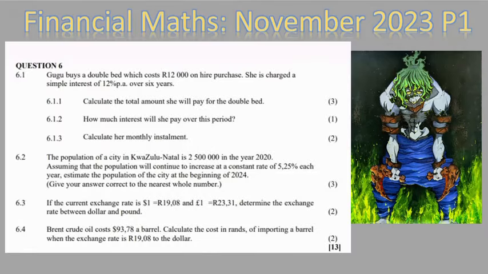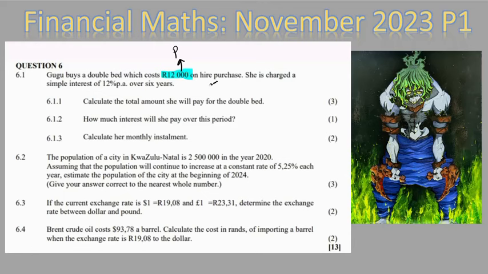Now, let's get to the question. Let me take out my highlighter. You need a highlighter for situations like this. So it says Gugu buys a double bed, which costs this much. This thing is costing 12,000 when? Today. So this is the principal amount. This is my P. Gugu buys a bed that costs 12,000. Today this bed is worth 12,000.